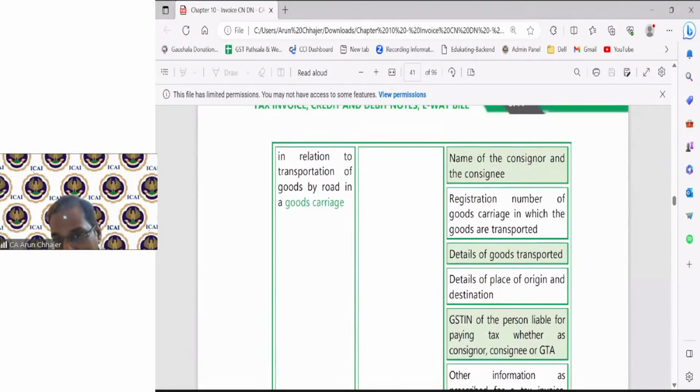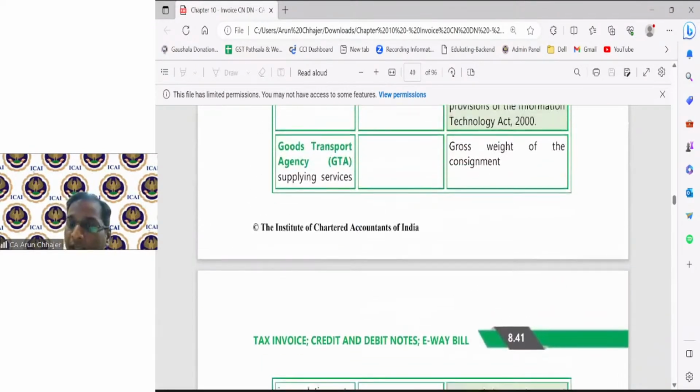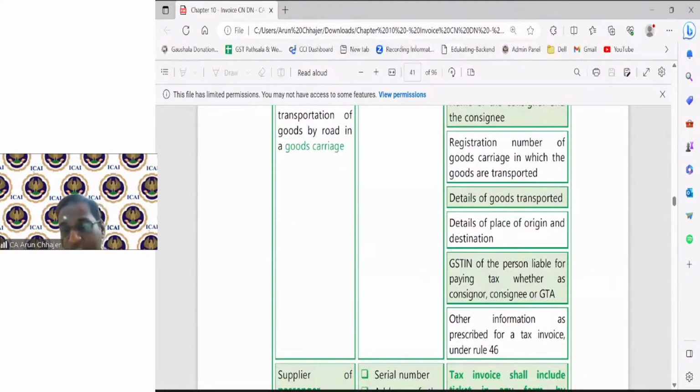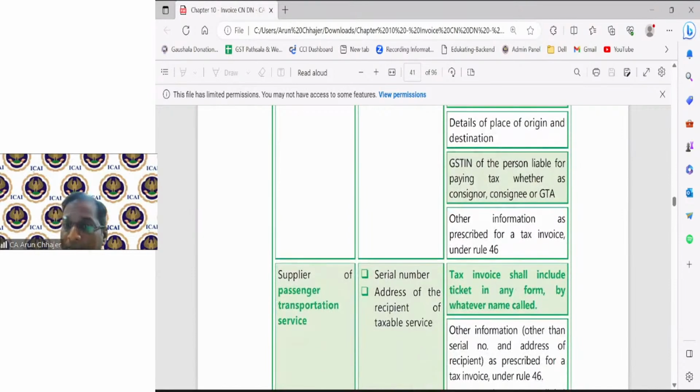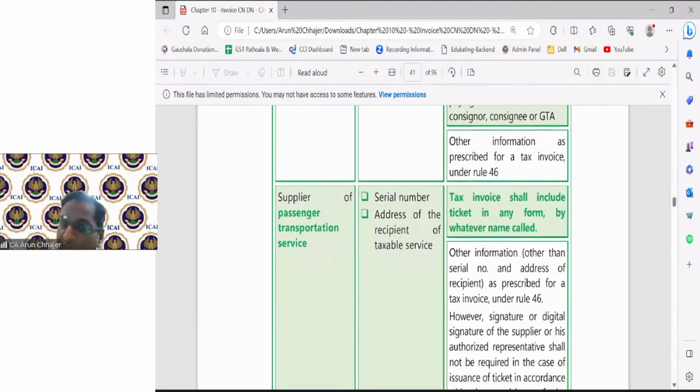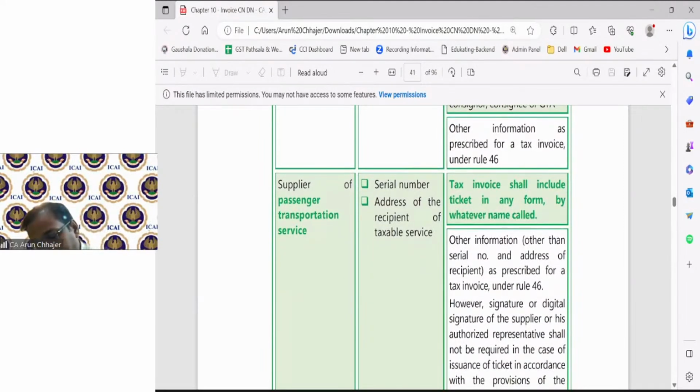So basically, I can say the GTA is normally issuing the consignment note or BT or LR by whatever name called. What is the requirement? Gross weight, name of consignor or consignee, registration number of the vehicle, details of the goods transported, place of origin and place of destination, GSTIN number of the person who is liable to pay the tax, and then other information as prescribed for a tax invoice under Rule 46. These are the additional details.